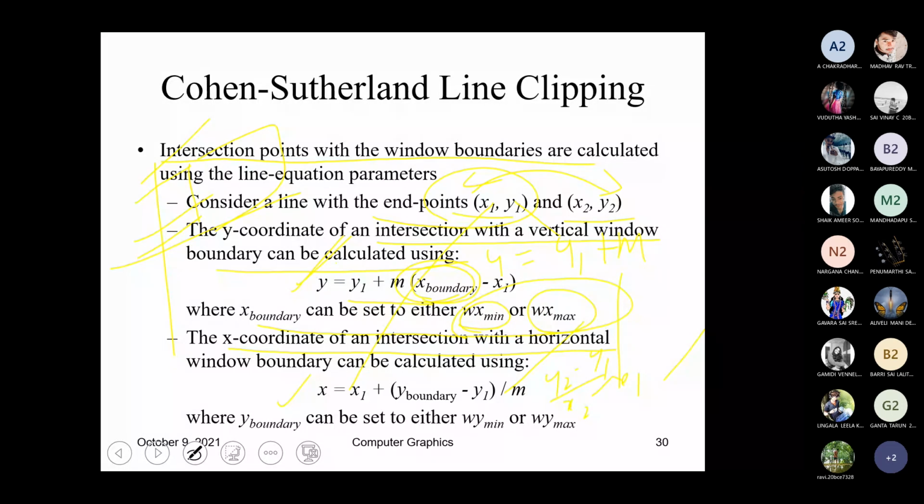Clear now? If the second bit is 1, then the line intersects with the right boundary. That means you are dealing with the horizontal window. So in that case, your x value will be equal to x1 plus (y boundary minus y1) divided by m.